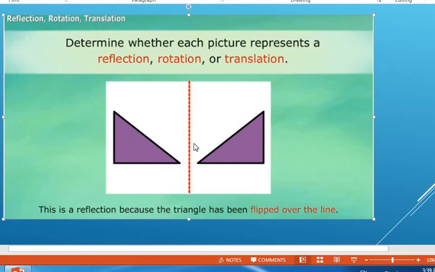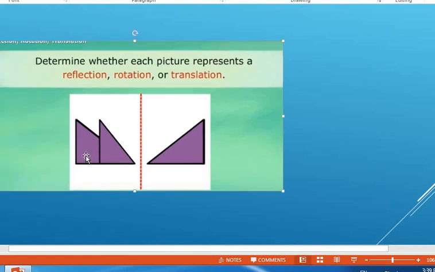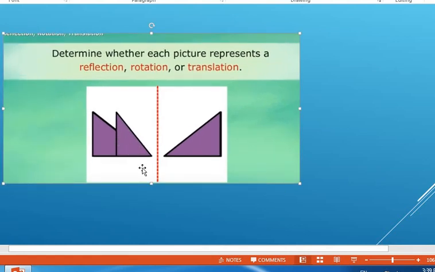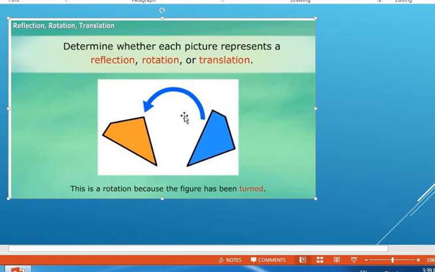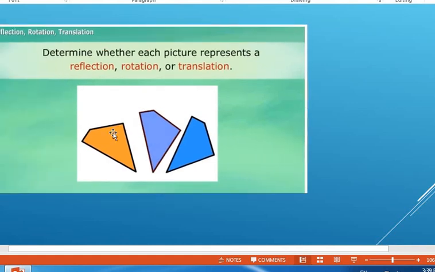Okay, it's easy now to know this. Is this a reflection, rotation, or translation? Of course, reflection, because the triangle has been flipped over the line. This is the movement of the triangle when it is flipped here. I have here, this is rotation, because the figure has been turned like this. It's the movement of the shape.